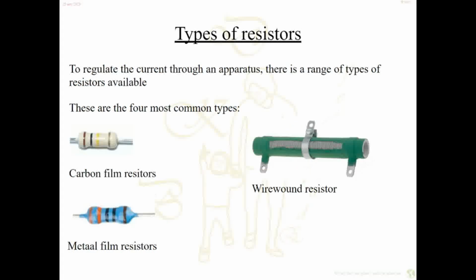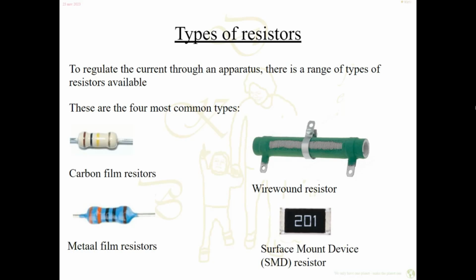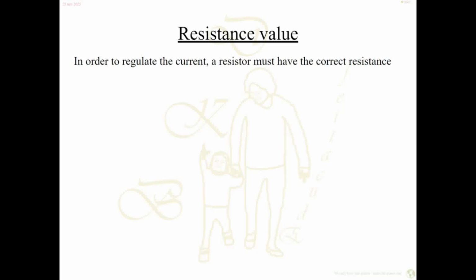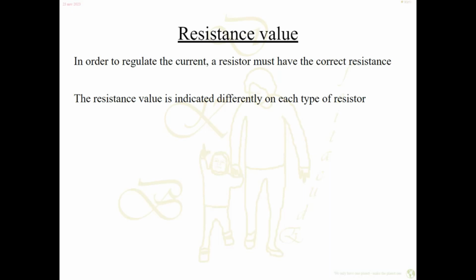We have wire wound resistors, and if you look carefully, you see really a wire going round and round. And finally, we have surface mount devices, here enlarged very much because they're very small. But how do you recognize which resistor is which, and especially what's the value? How do you find the resistance value? Because, of course, if you want to regulate the current, the resistor must have the correct resistance. And the resistance value is indicated differently on each type of resistor, and you have to recognize how.